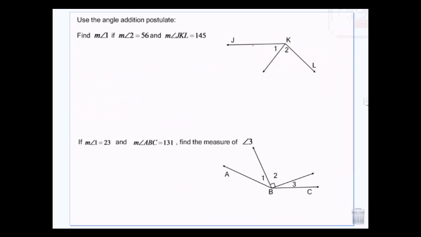Using the angle addition postulate, find the measure of angle 1, so this is the one we're trying to find. If the measure of angle 2 is 56, and JKL, so this entire thing, is 145. So we can call this X, and you can use algebra to solve it. Or you don't have to call it X, and you can just use regular arithmetic and say 145 minus 56. Either way, you'll be doing the same math. It's just, would you prefer to set it up algebraically, or would you prefer to set it up as just a subtraction problem?